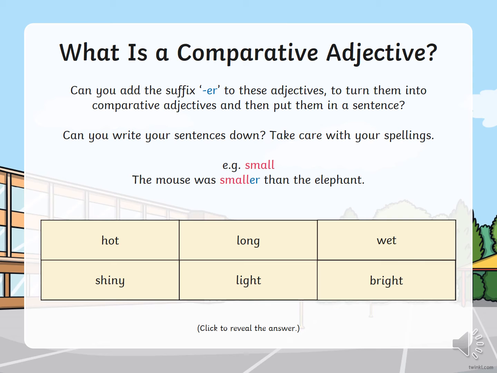Okay, so we can go through our answers. So hot, because it has a vowel then a consonant, we need to double the consonant to make it hotter with two T's. Long, we can just add ER to make it longer. Wet, again, we've got a vowel then a consonant, so we need to double the consonant before adding ER to get wetter. Shiny ends in a Y, so we need to change that Y to an I before adding our ER and get shinier. Light, we can just add ER to get lighter, and bright, we can just add ER to get brighter. So well done for those, and hopefully you wrote a good sentence as well.